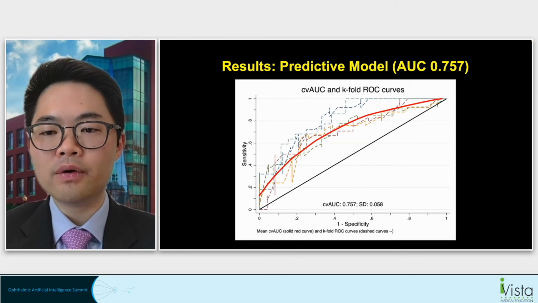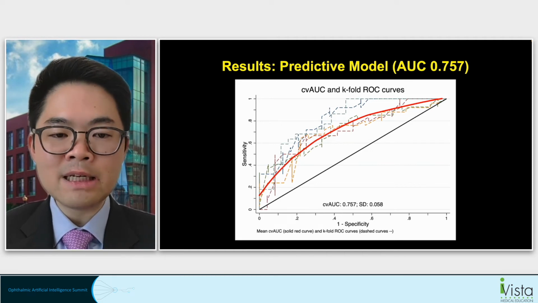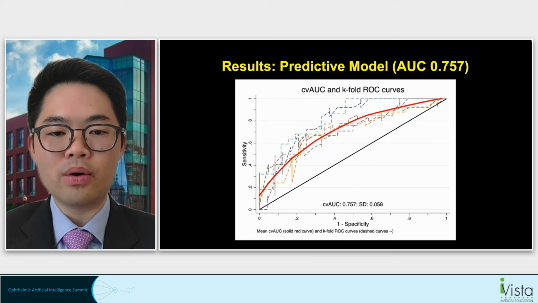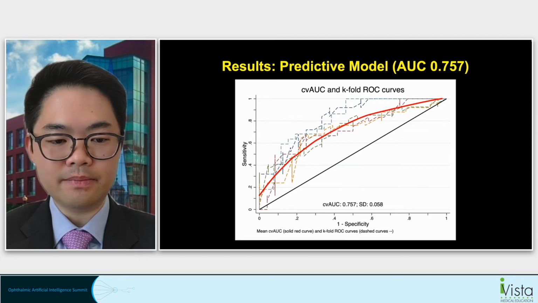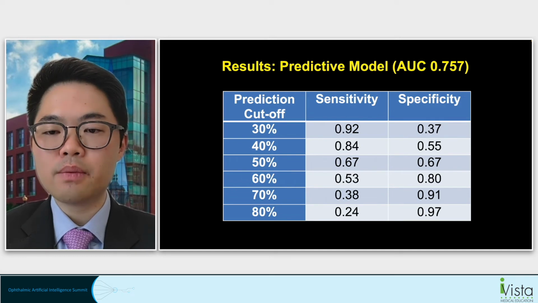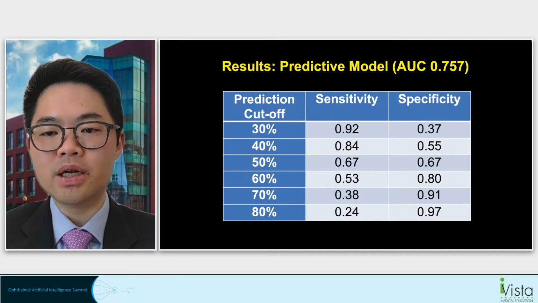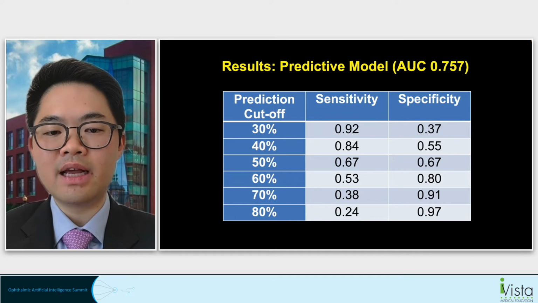After a 5-fold cross-validation, we got a reasonable result of an AUC of 0.757. Of note, with our method, we could also adjust the different prediction cutoff value in order to achieve a different combination of desirable sensitivity and specificity.